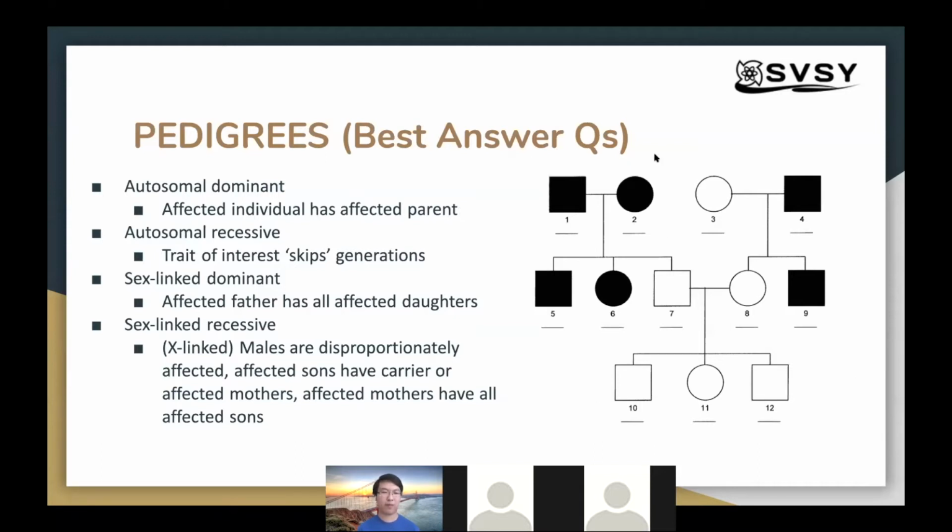So if we look at this pedigree here, let's try to rule out a few things. First of all, is it sex-linked dominant, where the affected father has all affected daughters? No, because we see that this father does not have an affected daughter. So it's not sex-linked dominant. Does it skip generations? It doesn't.